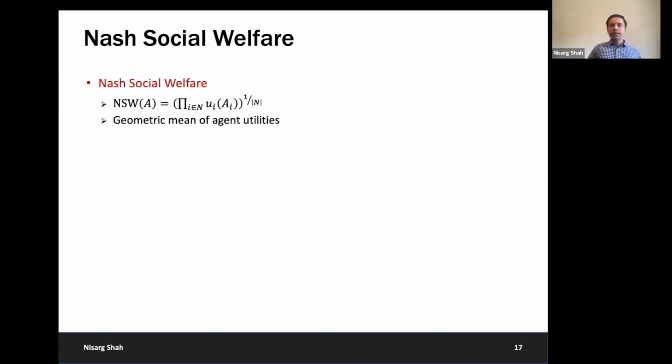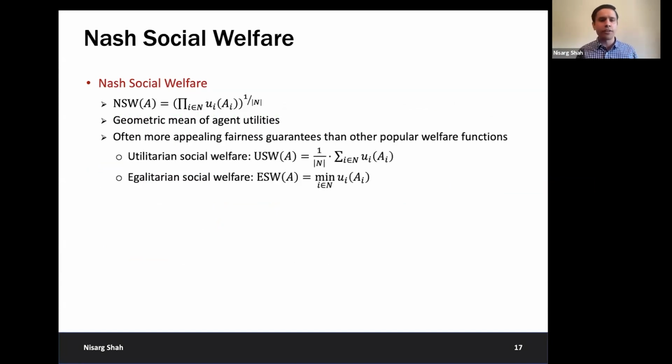All right, one last thing that we want to do for the background is look at the Nash social welfare definition. Here, the Nash social welfare of an allocation A is defined as the geometric mean of the agent utilities under that allocation. Why the geometric mean? It's not the only welfare function around. There are other welfare functions that are also quite popular, such as the utilitarian welfare, where you take the arithmetic mean, or the egalitarian welfare, where you take the minimum agent utility, which is kind of the L minus infinity mean.